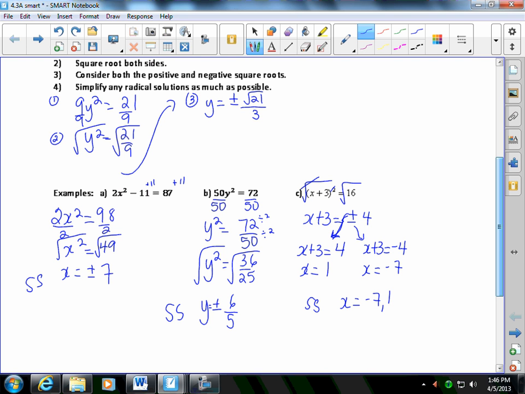Okay, so those ones are nice and easy. When you don't have that middle term, then you can just use your square root method, and your solution is usually fairly quick to solve.